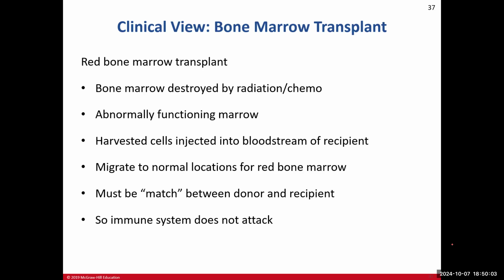Anti-rejection drugs, which are immune suppressants. So things to help suppress the immune system so you don't reject the tissue there.